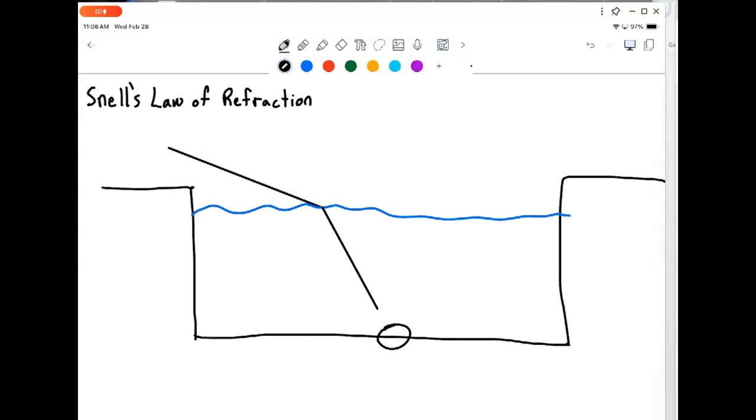And actually, what governs that behavior is a result known as Snell's Law of Refraction, which was actually an idea that was discovered a long, long time ago by the ancient Greeks. They had a knowledge of how things would be refracted, how things would bend. Okay. And so that's what we want to take a look at now.